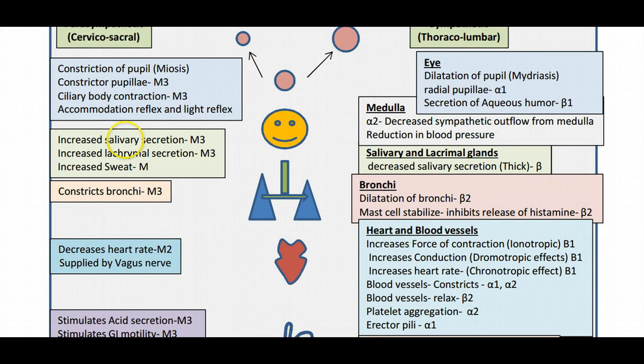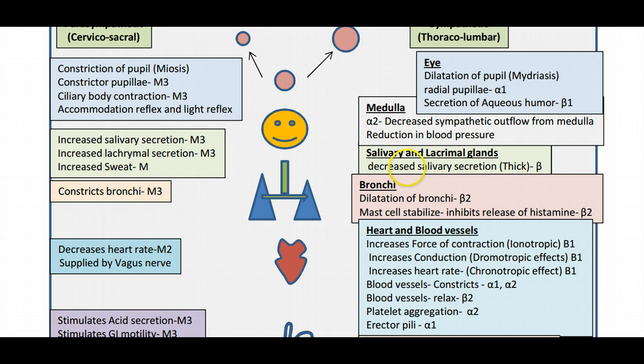Now let's see the effects of the parasympathetic system on the salivary glands and various GI glands. All the GI and salivary glands, including lacrimal glands, have M3 receptors. And whenever M3 receptors are stimulated, they cause increased secretions. For example, increased salivary secretions, increased lacrimal secretions, increased sweat gland secretions, and not only that, it also stimulates acid secretion.